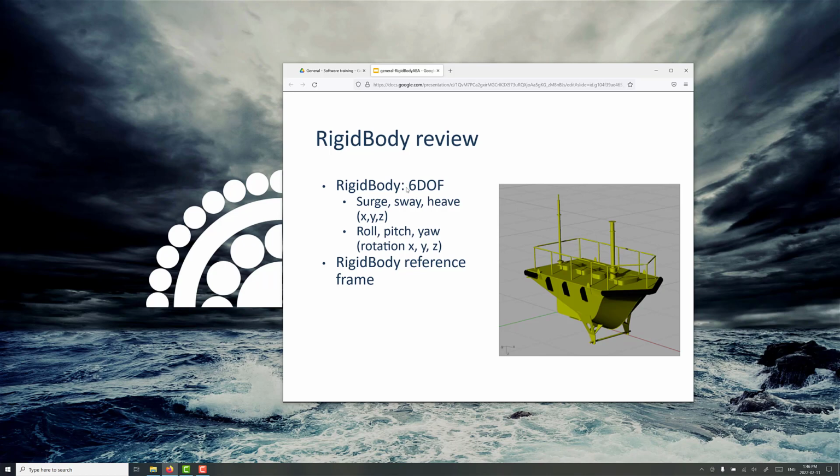Rigid bodies, again, have 6 degrees of freedom: surge, sway, and heave are the linear degrees of freedom, and roll, pitch, and yaw are the orientation degrees of freedom. And everything is set up and configured with respects to a rigid body reference frame. The state of the rigid body is how this rigid body reference frame has moved away from the global frame.